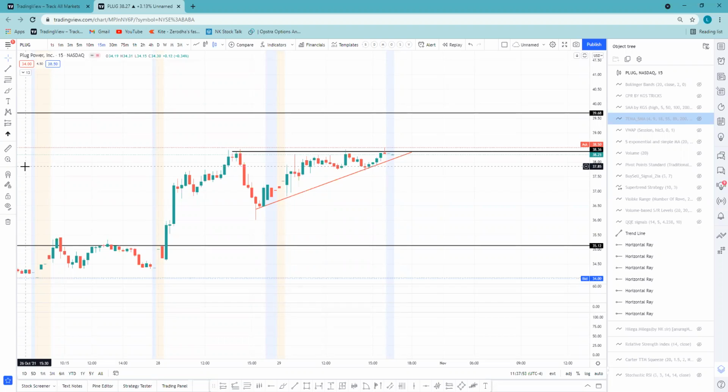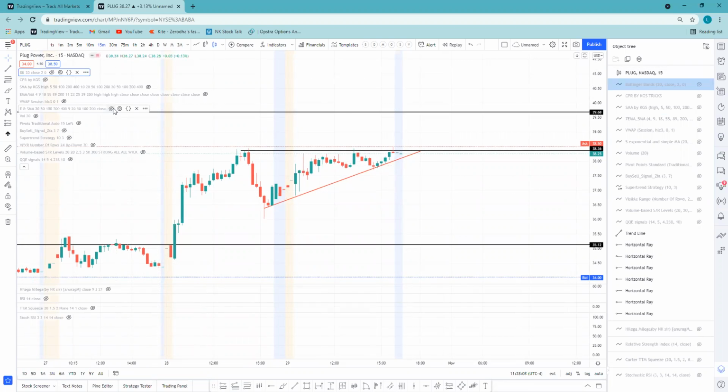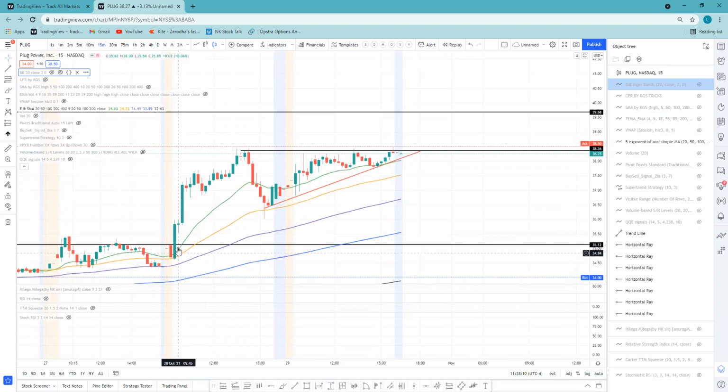When you have the 20 EMA, it takes 20 periods. Is it 20 minutes or 20 hours? 20 minutes. If I use the 15 minute time frame and put a 20 EMA, this EMA is the representation of the last 15 times 20, about 300 minutes, almost 5 hours. So this represents the last 5 hours of average.